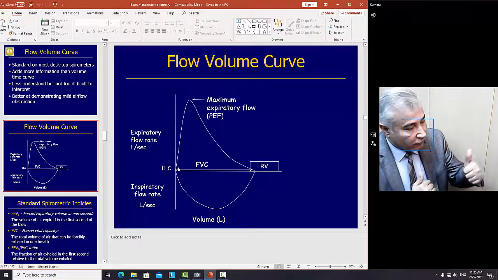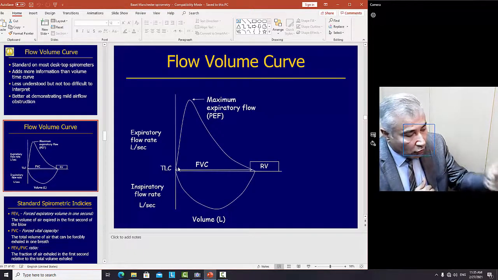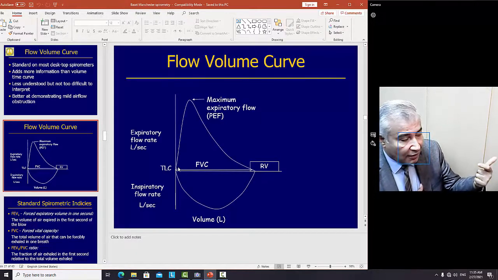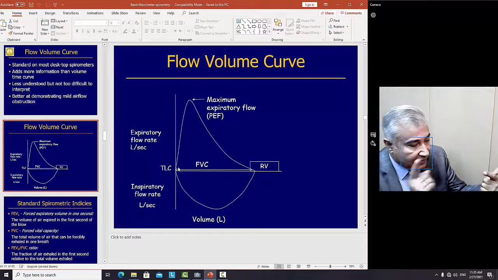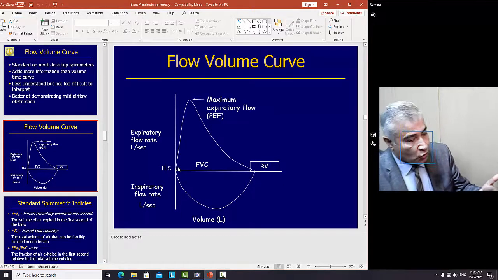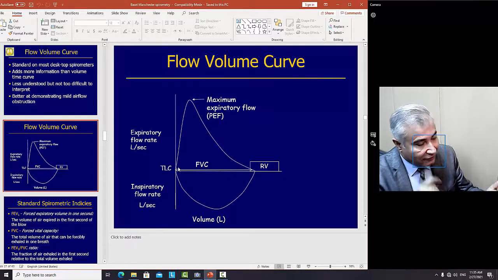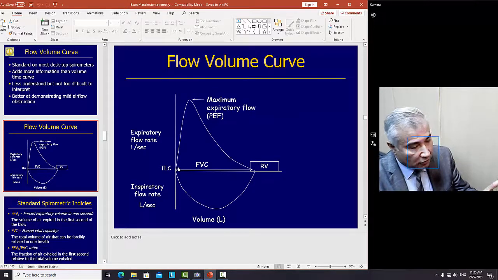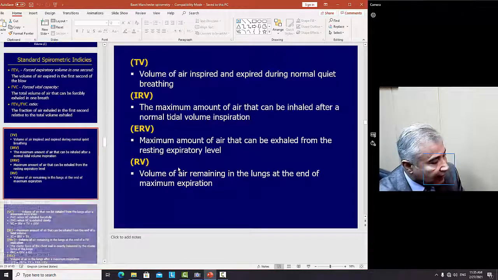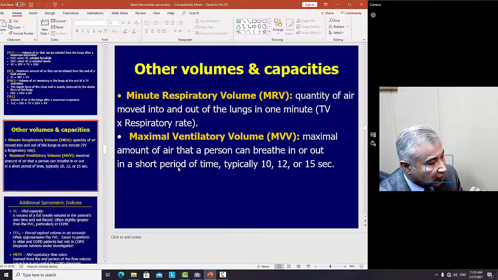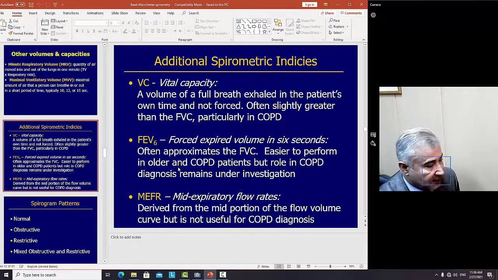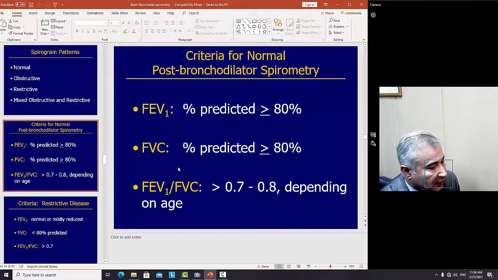I am detecting two important values from the forced vital capacity maneuver. What are these two important values? FEV1 and the forced vital capacity. And I can calculate a ratio, FEV1 divided by forced vital capacity. These are very important values to detect the pattern of my breathing, of my ventilation. We must have three important values. What are the three important values we need?